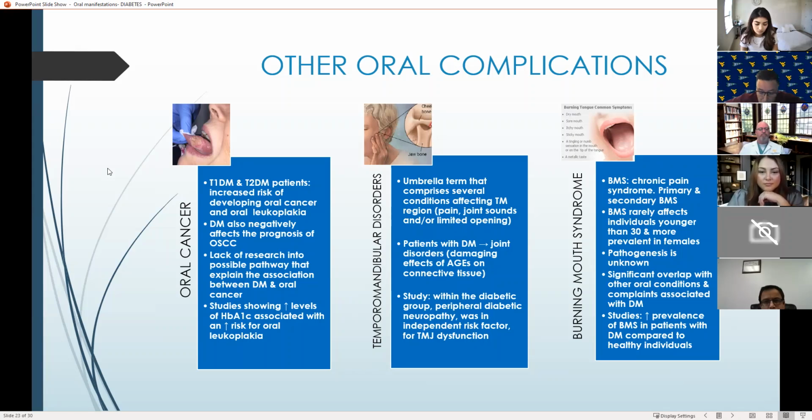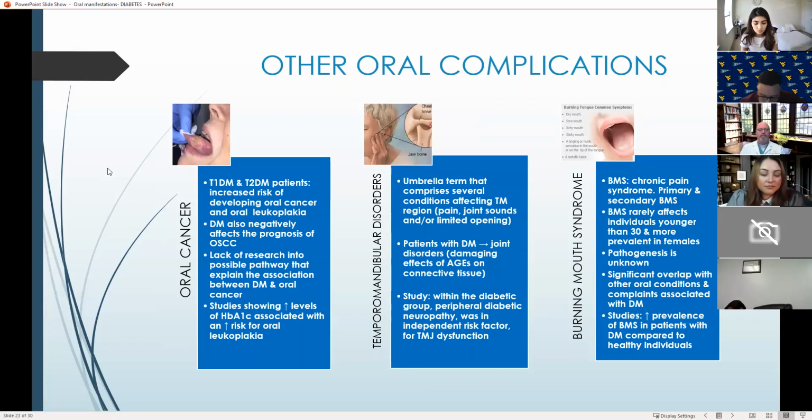Besides its effect on cancer incidence, diabetes also negatively affects the prognosis of patients with oral squamous cell carcinoma, which is the most prevalent oral cancer. There's a lack of research into possible pathogenic pathways that explain the association between diabetes and oral cancer. Hyperglycemia seems to play a significant role for increased risk of oral cancer in patients with diabetes, but there's only limited evidence about this finding.